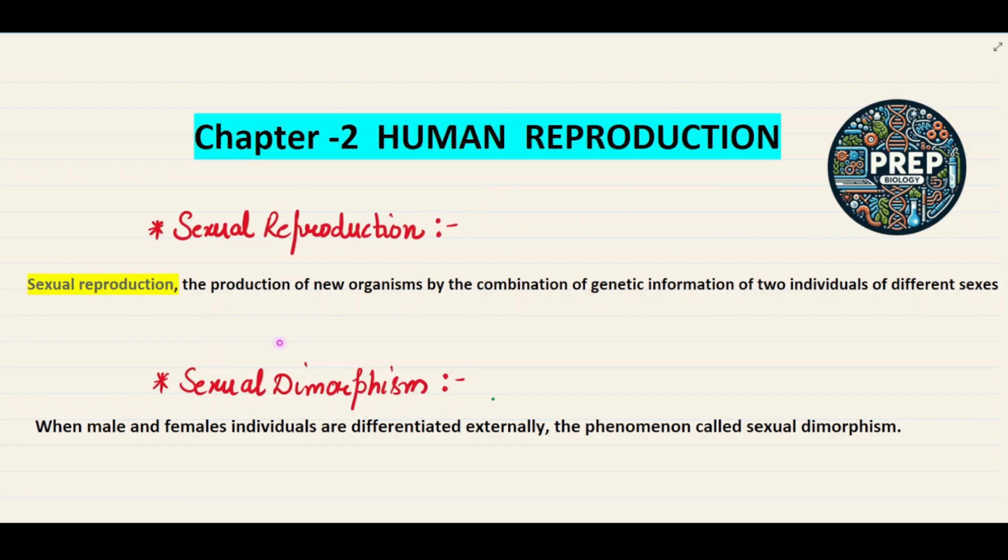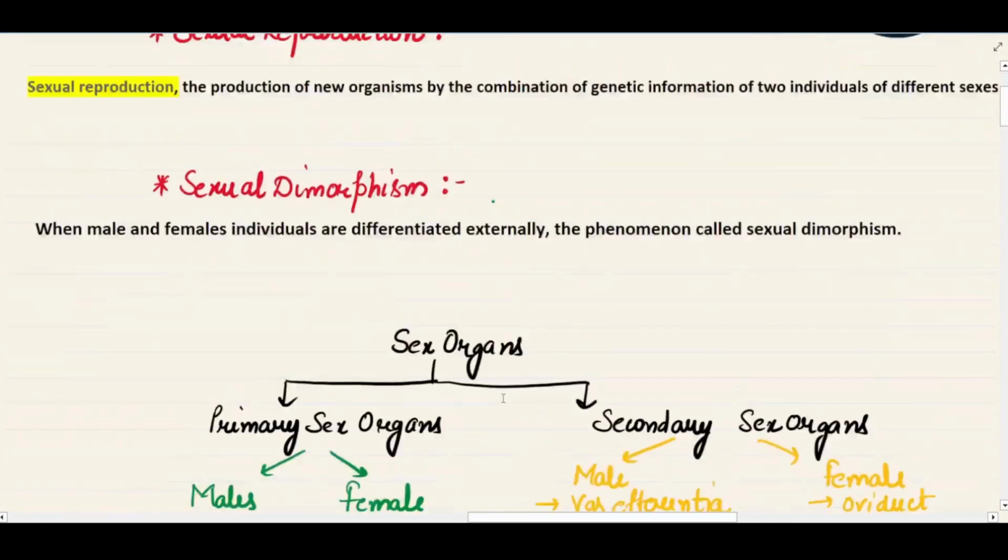So what is sexual dimorphism? Sexual dimorphism is the term which means that when male and female individuals are differentiated externally, that phenomenon is called sexual dimorphism. In humans, males have a male reproductive system and females have a female reproductive system, and they are differentiated from each other externally.